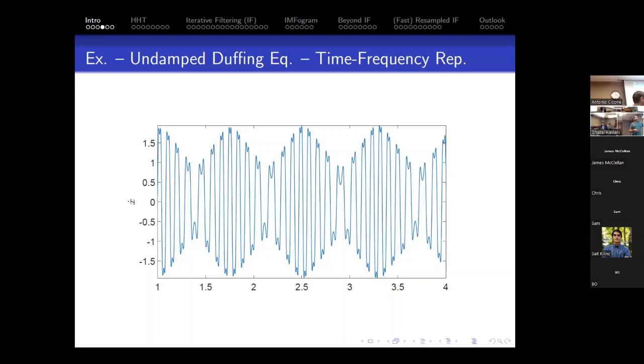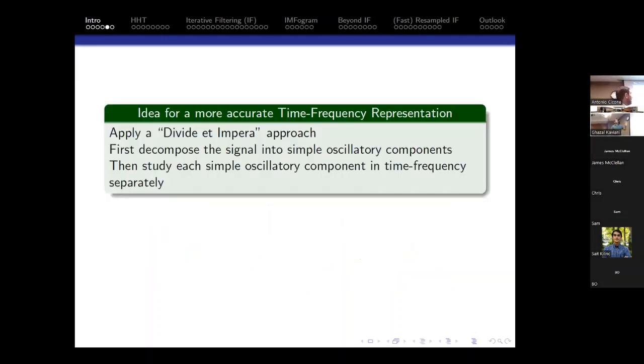to approach this problem in a different way. So instead of first trying to produce directly a time frequency representation, his idea was, let's first decompose this signal into simple oscillatory components, okay? And so his idea was what we can call in Latin, divide et impera approach, which means split and conquer, okay? So we split the signal and then we conquer the frequency component by component. The idea is to split that signal in simple oscillatory components.